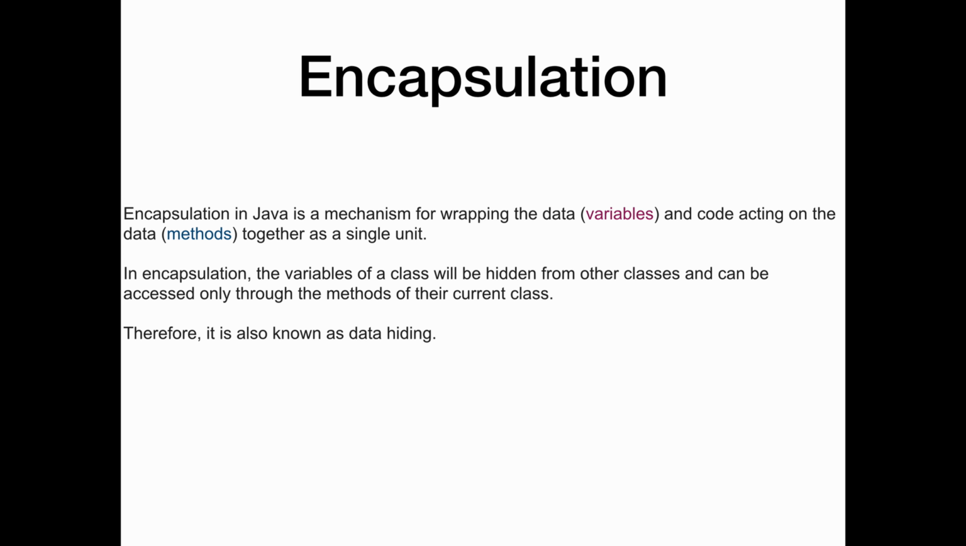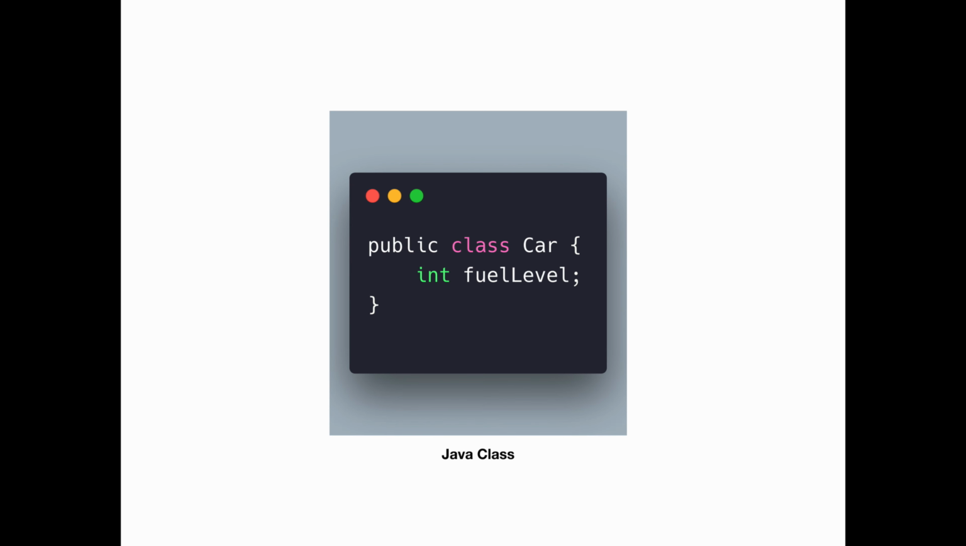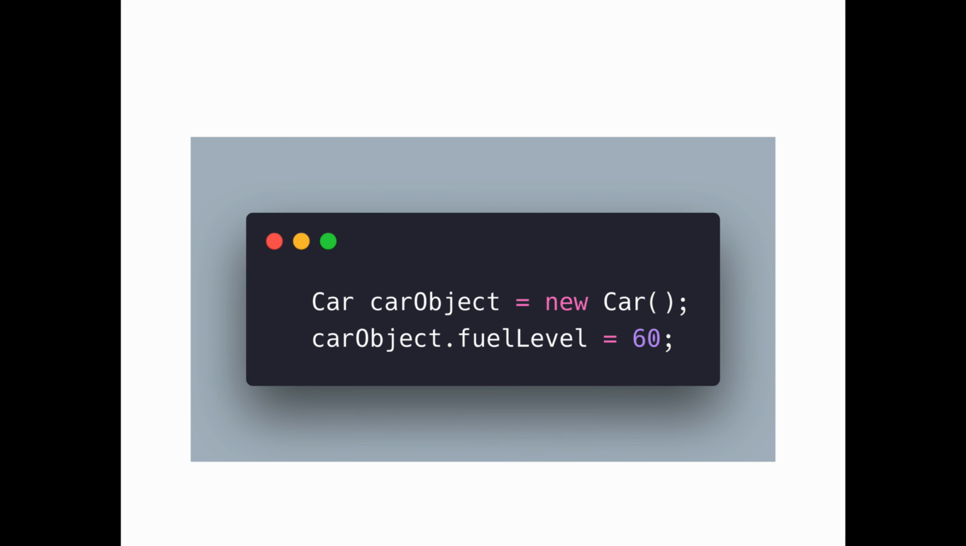Let's use code so that it will be clearer. Now you have a class in Java. We call the name of this class car. It has a variable called fuel level. At this moment, fuel level is public. It is of a type int. I don't need to tell Java that this is a public variable. If you don't specify it, it makes it a public variable by default. Now, if I create an object of car, I can access the fuel level directly by using the dot operator. I can say car object dot fuel level and I set it to 60.